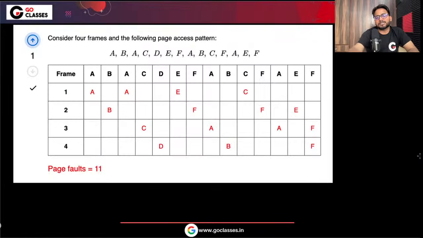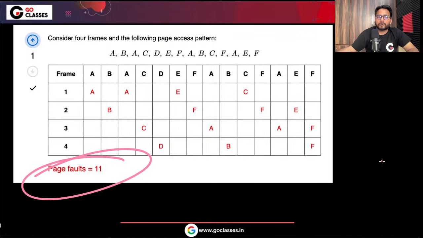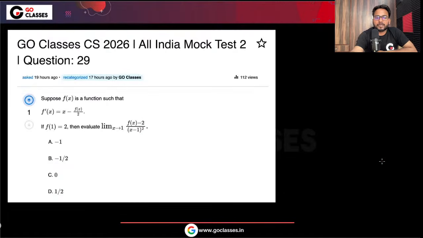It is an easy question because they have asked for FIFO. 11 page faults. I hope you understood. Great. Now let's move to the next question.